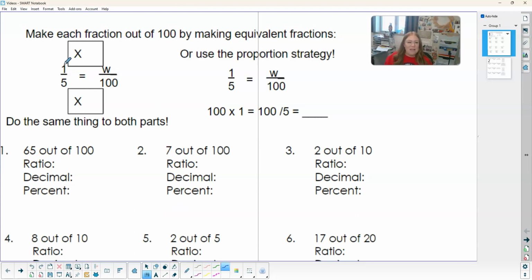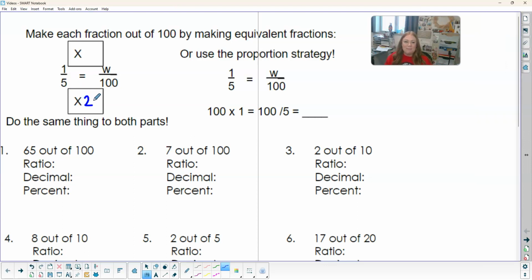So we have two ways we can do this. We always want to check, do I know how to get from here to 100? So we're trying to make it out of 100 because that's what's going to make the decimal and the percent. So how do I get from here to here? If you know the answer, so I know that it takes 20 times to get from here to here, so I do the same thing here. So 1 times 20 is 20. So if I know how to get from that number to 100, I can just do it. If I don't know, then I need to use the proportion strategy.